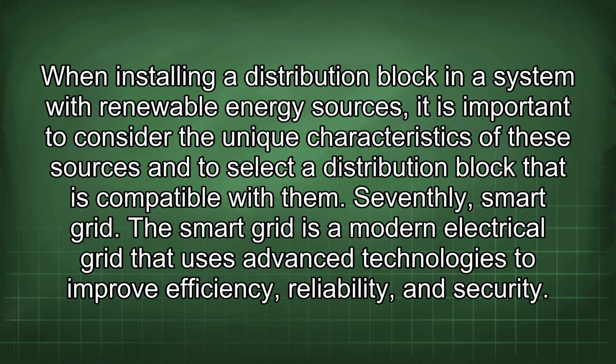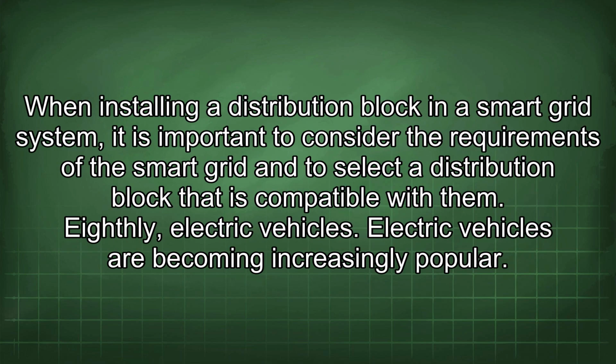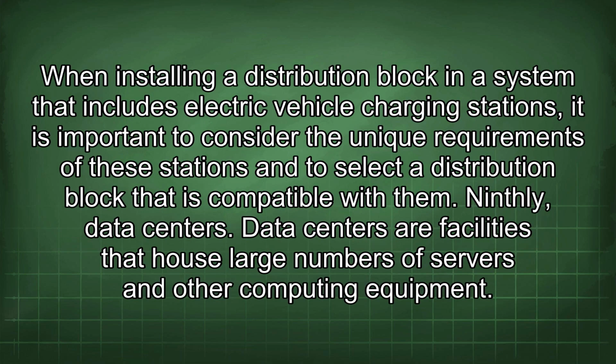Seventhly, smart grid. The smart grid is a modern electrical grid that uses advanced technologies to improve efficiency, reliability, and security. When installing a distribution block in a smart grid system, it is important to consider the requirements of the smart grid and to select a distribution block that is compatible with them. Eighthly, electric vehicles. Electric vehicles are becoming increasingly popular. When installing a distribution block in a system that includes electric vehicle charging stations, it is important to consider the unique requirements of these stations and to select a distribution block that is compatible with them.